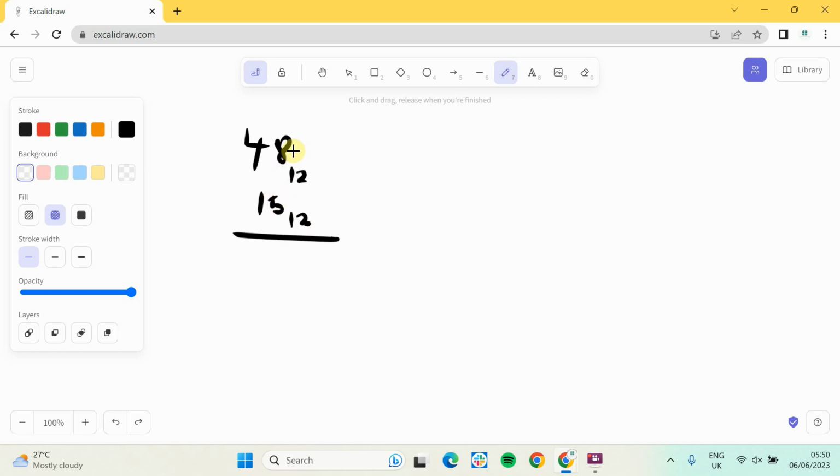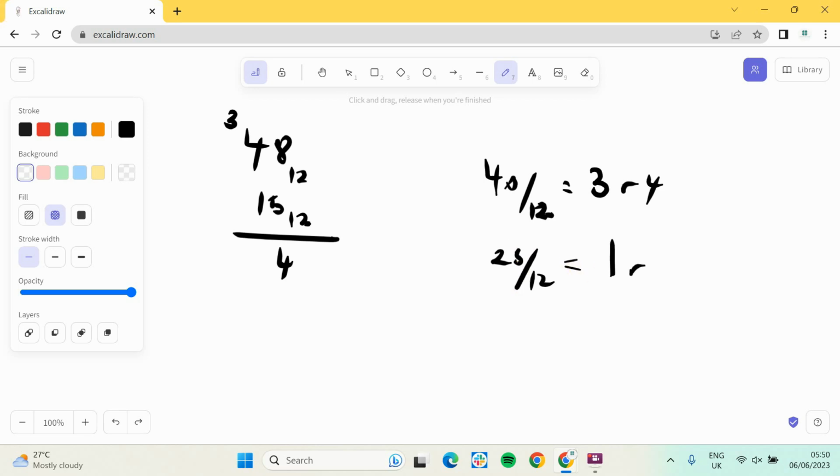5 times 8 is 40. So by the time you divide 40 by 12, what would that give you? That will give you 3, right? Because 12 times 3 is 36, the remainder of what? Of 4. So I'm going to drop the 4 and carry over the 3. 5 times 4 is 20. 20 plus 3 is 23. So 23 divided by 12, that's going to give you what? 1 with the remainder of 11, right?